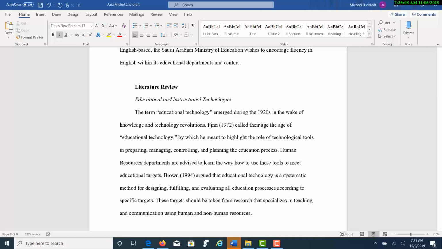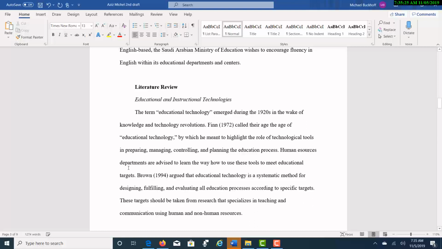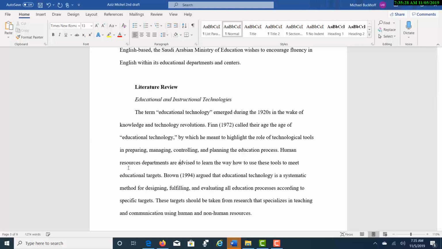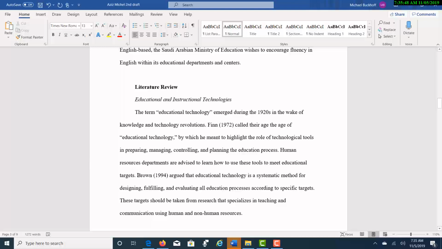the age of educational technology, by which he meant to highlight the role of technological tools in preparing, managing, controlling, and planning the education process. Human resources departments are advised, I don't think you need to capitalize this, to learn the way how. You have to say either the way in which or just to learn how. So this is a grammatical error. It's a very common error. So it's the way in which to use these tools, or just say this, are advised to learn how to use these tools to meet educational targets.